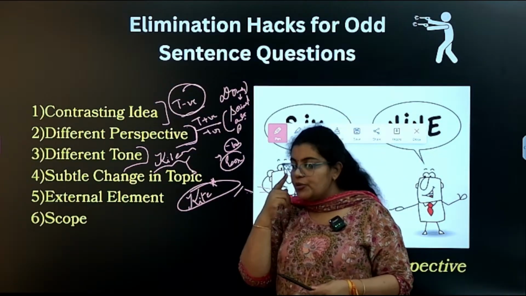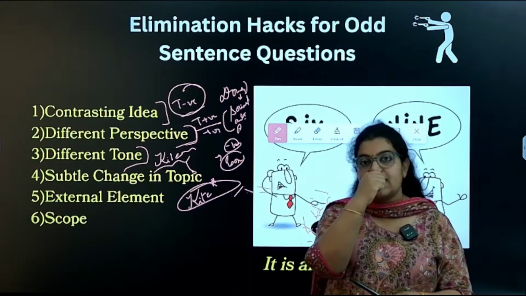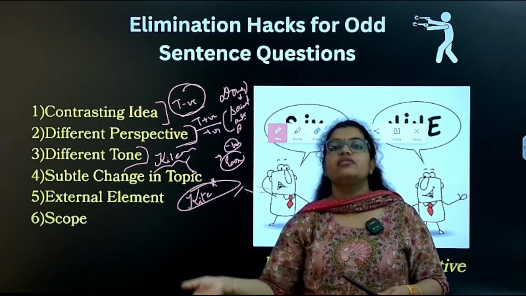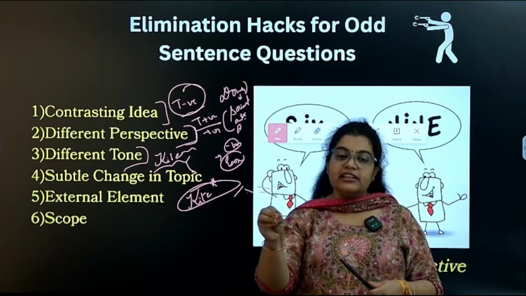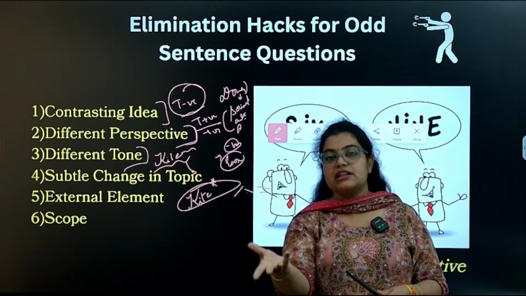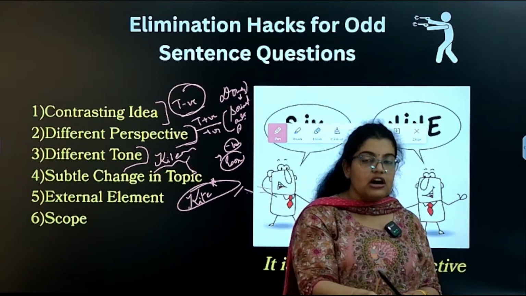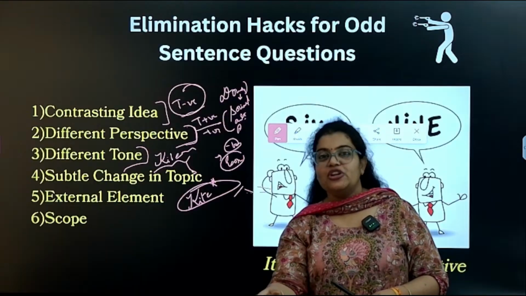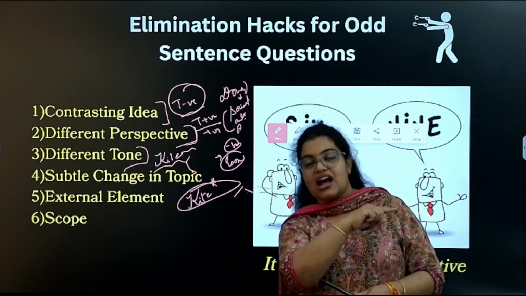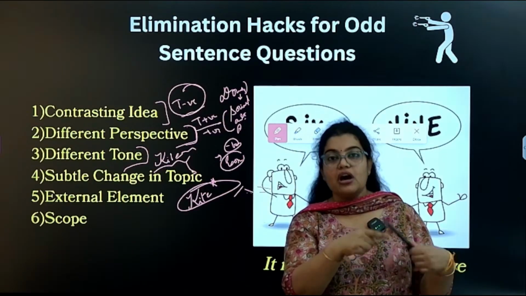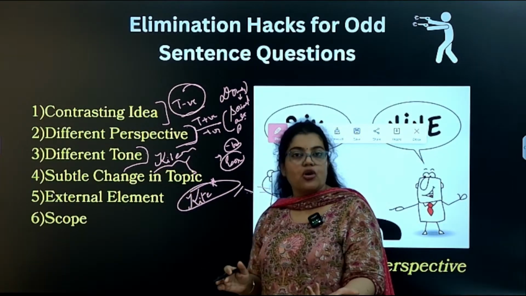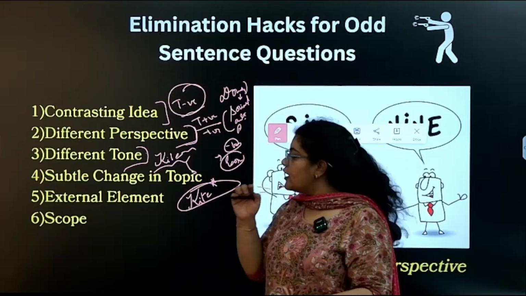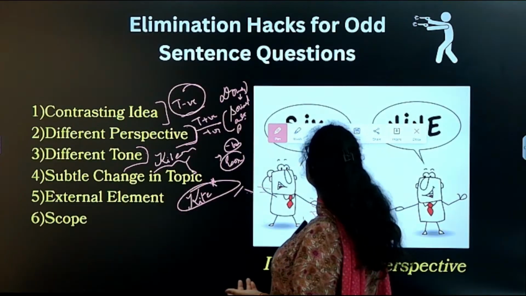So again, there was one sentence in the reading where they say Sarkar with a capital S, Aam Aadmi with a capital A, and then in another, last sentence, it says the government and people of India. So we know this does not go with the sarcastic tone the author was using in the remaining sentences. So any change in tone will also call out an odd one out. Similarly, a subtle change in topic.